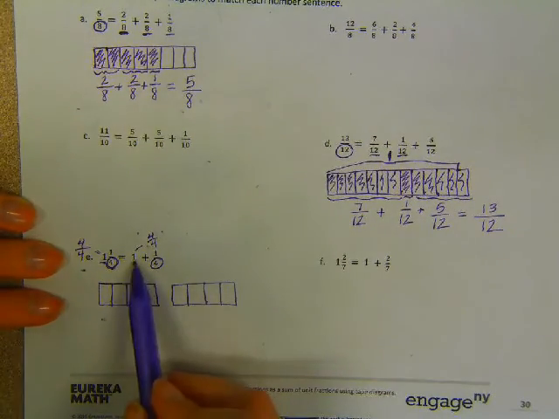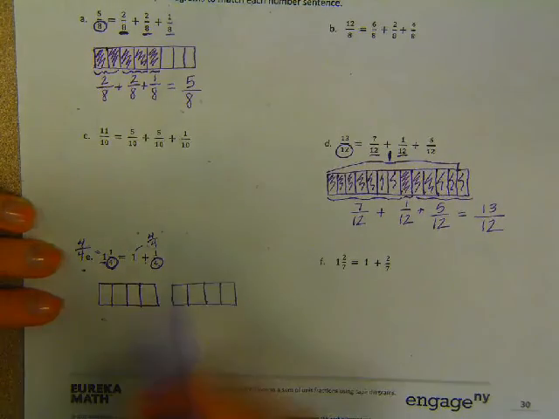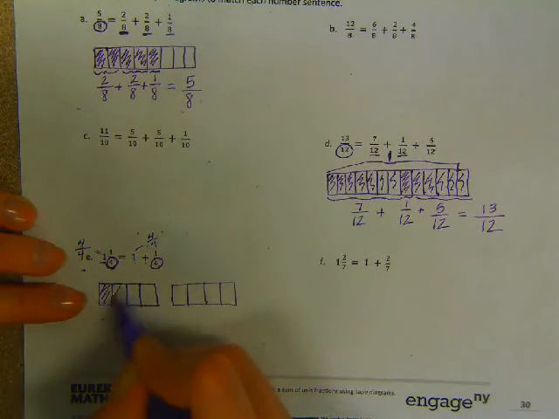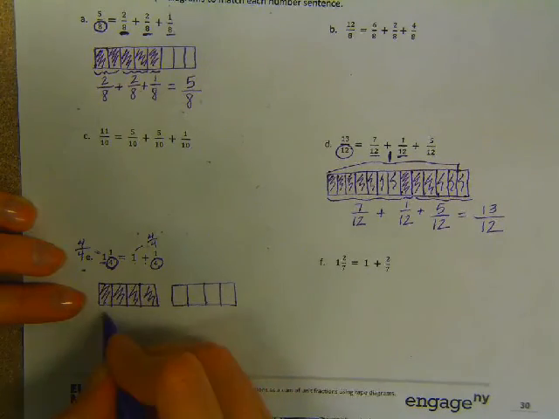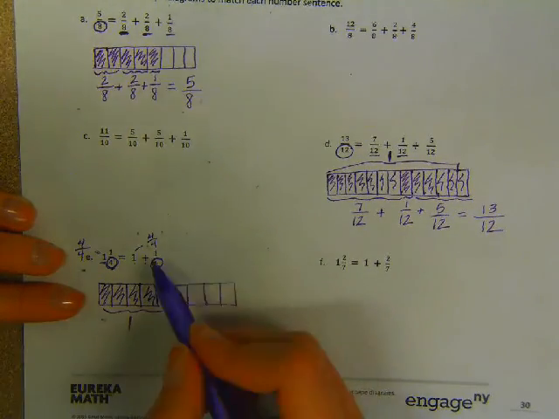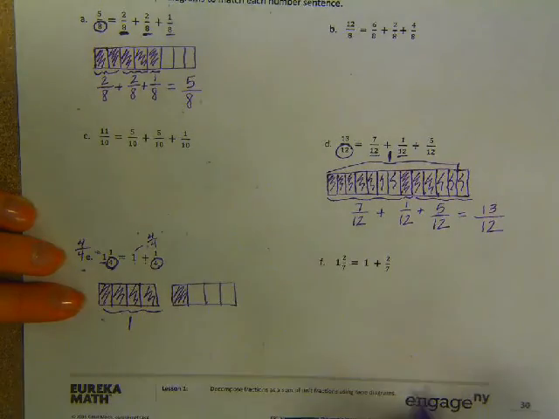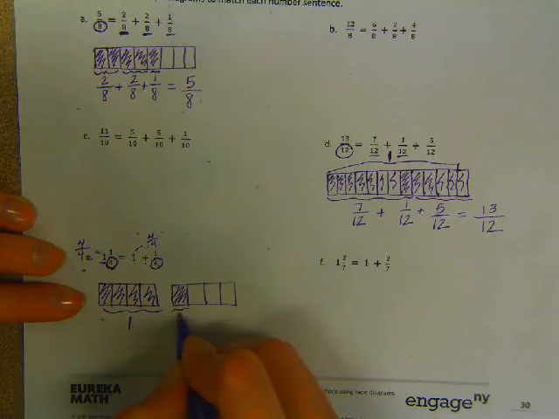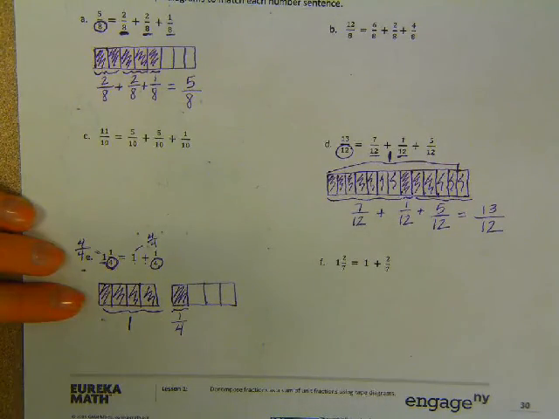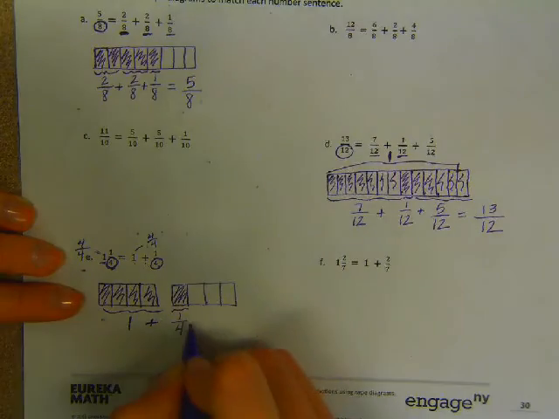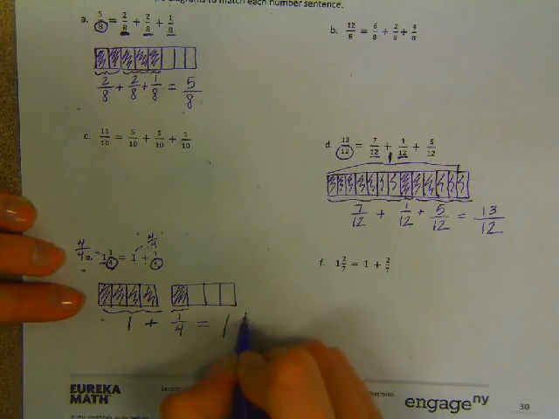Now 1 plus 1/4. Well, I know that 1 whole is 4/4, so I need to shade 4 pieces. So this equals 1. Now over here, I need to shade in 1 piece because I have 1/4 left over. So this bracket equals 1/4. So now 1 plus 1/4 equals 1 and 1/4.